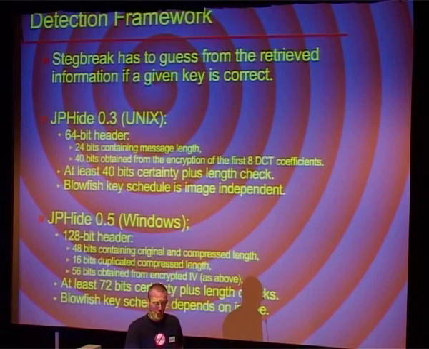We get a 128-bit header, and since it's post compression, we get two length fields. So we get 48 bits containing original and compressed length. We get 60 bits that are duplicated for some reason. But then we also get 56 bits of IP. So suddenly we end up with at least 72 bits of certainty, which is certainly enough for a dictionary attack, because I'm not going to try all numbers there. There are not that many words.